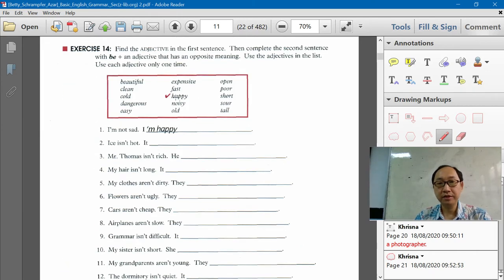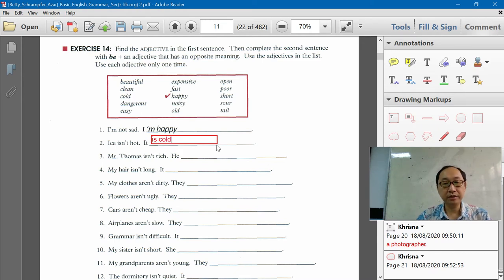We have several adjectives in the box, such as beautiful, clean, cold, dangerous, and easy. Be careful, clean here is an adjective, but clean with the same spelling can also mean membersihkan. Jadi tergantung juga konteksnya ya, jadi jenis kata bisa berbeda sesuai dengan konteks. Okay, so I'll do a demonstration for you. I'm not sad. I'm happy. Ice isn't hot, but it is cold.